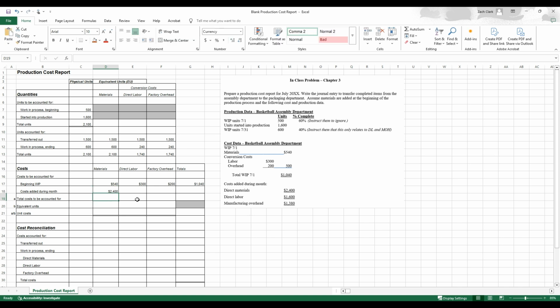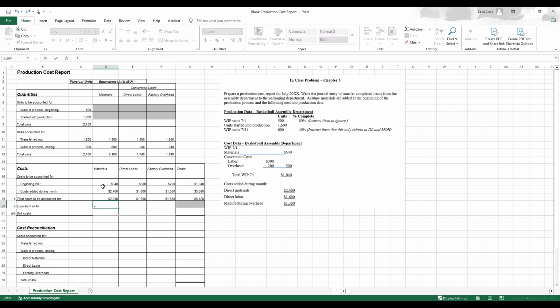So 2,400, 1,600, 1,380, and then we'll just drag our formula down to add these all together. So $5,380 were all added in, the sum of these, and then we had 1,040 in total, broken down by these categories. And then again, we're just going to do a real simple addition here of those two figures, and then we can just drag that across again. And now we've got our total costs to be accounted for.